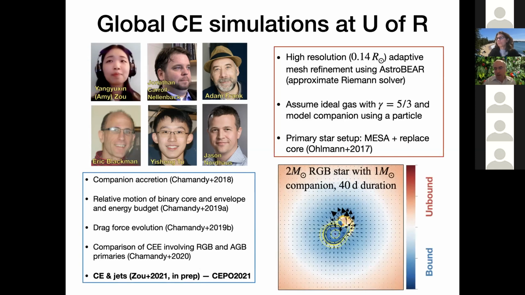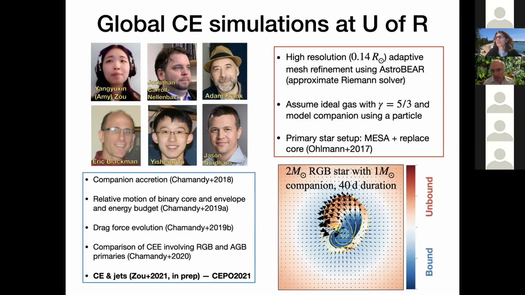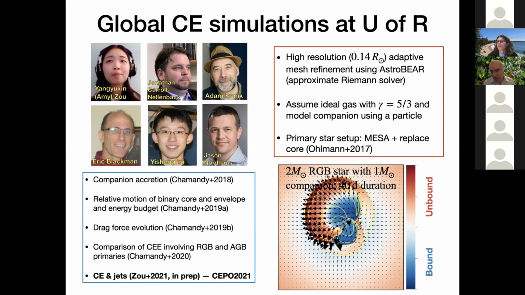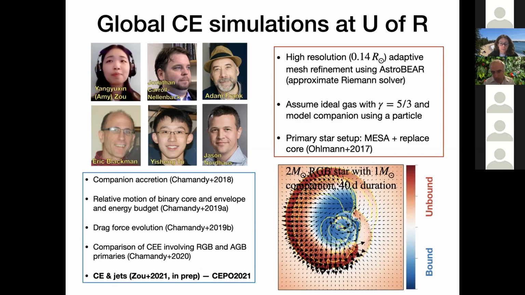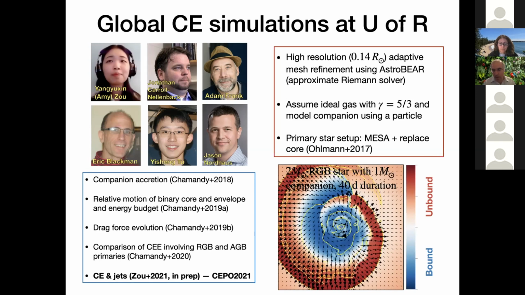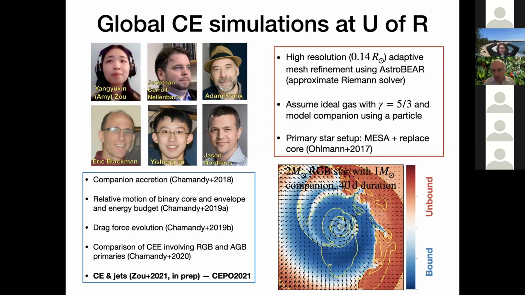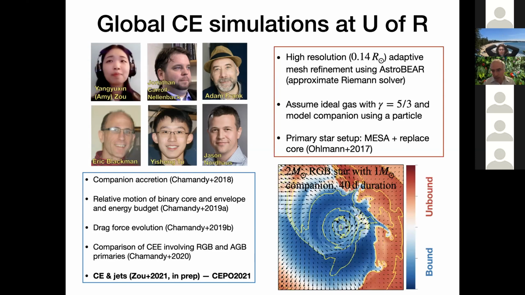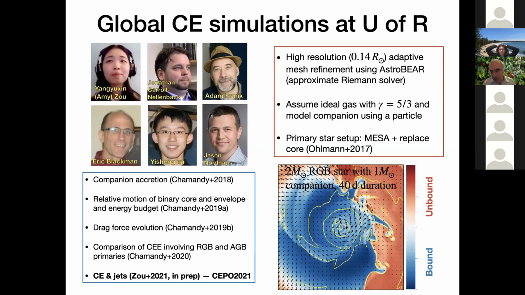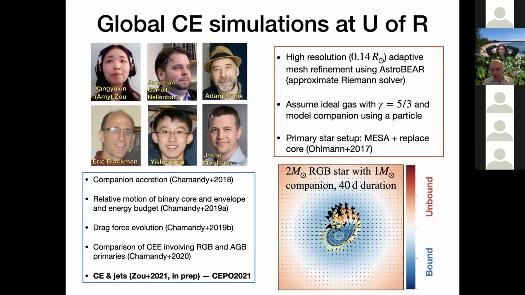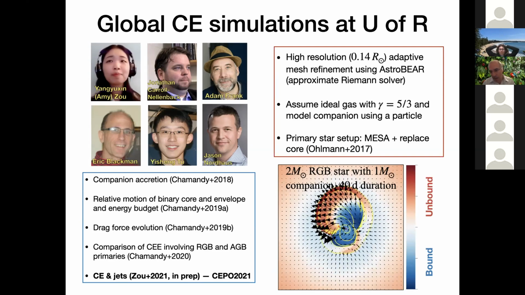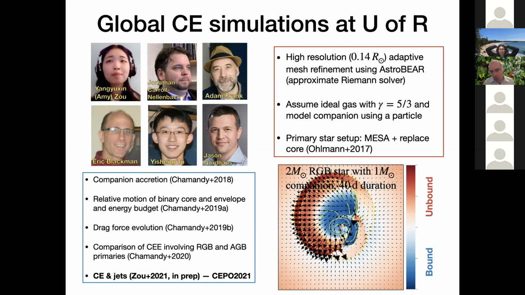Okay, and here is the simulation without jets that we're going to be comparing to. This is a 2 solar mass RGB star. All our simulations in this work were with the same primary star and same secondary. Actually, a couple were with a smaller secondary, but most of the ones I'll be talking about. It lasts for 40 days, about 10 orbits.